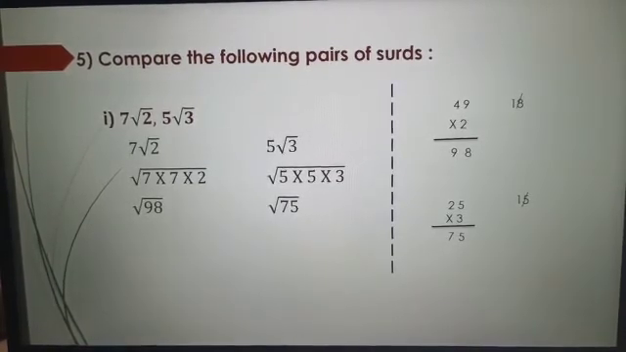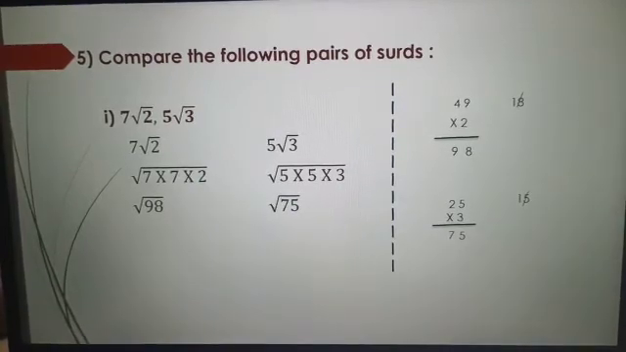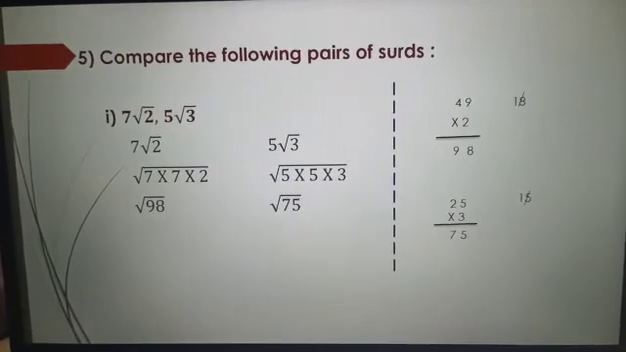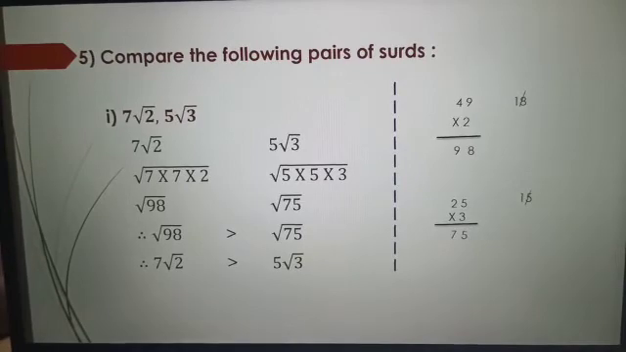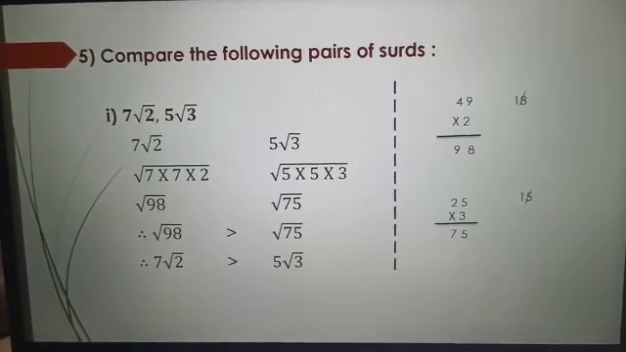So now which number is greater? Absolutely 98 is greater than 75. So that means square root of 98 is greater than square root of 75. So lastly, 7 square root of 2 is greater than 5 square root of 3. The next one is square root of 247 comma square root of 274.